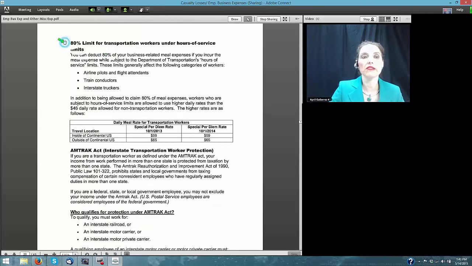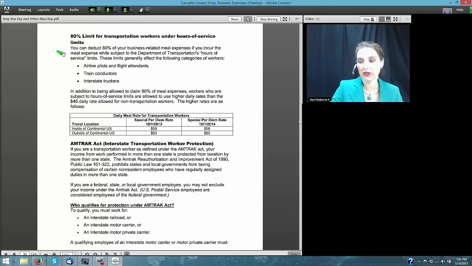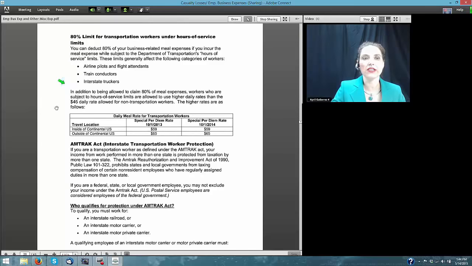Now let's talk about the limit that applies to transportation workers. You can deduct 80% of your business-related meal expenses that you incur while you are subject to Department of Transportation hours of service limits. And these limits typically apply to the following categories of workers: airline pilots and flight attendants, train conductors, and interstate truckers.